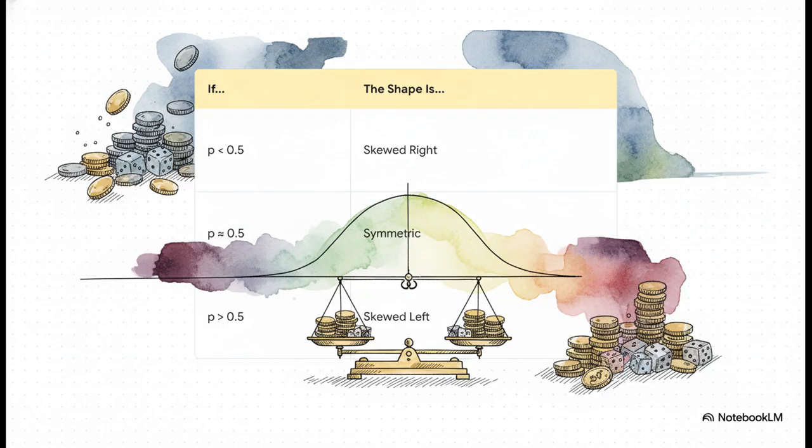We call that skewed right. And if success is very likely, the opposite happens. The data piles up on the right, and we get a left skew. But when p is right around 0.5, like a coin flip, you get that perfect symmetric bell-shaped curve that everyone knows.